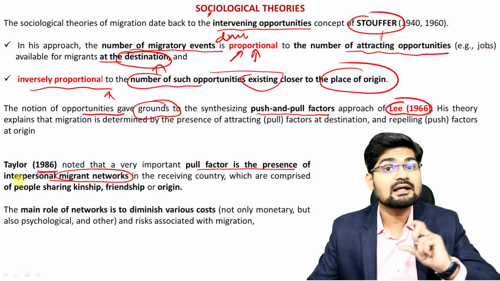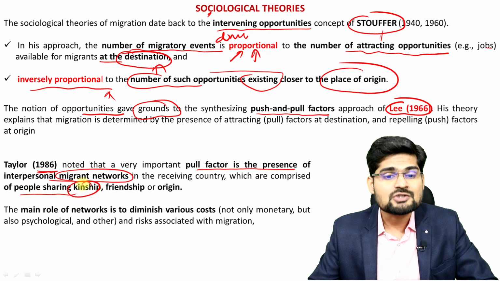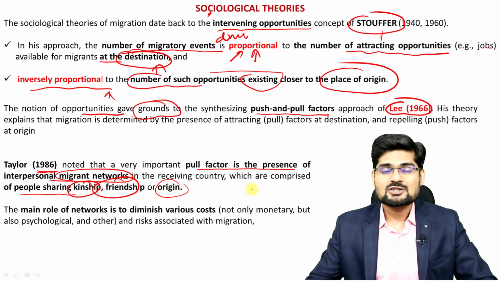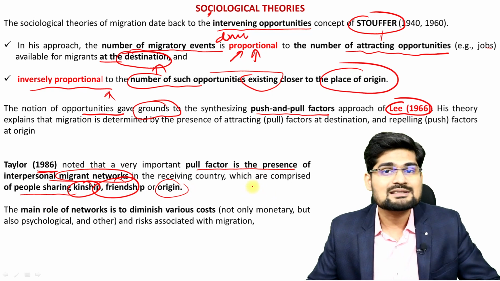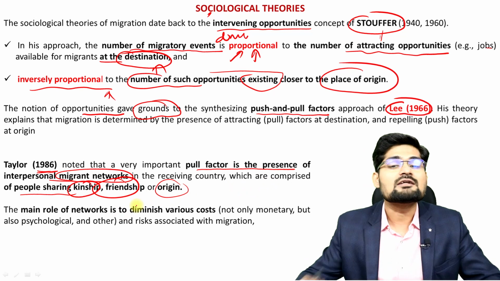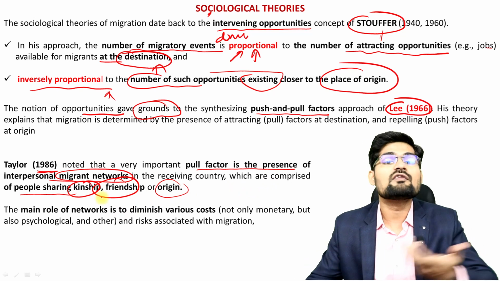So it talks about the networking of the migrants, which basically means people sharing kinship, friendship, right, on the basis of their origin and several other things. So this is where the next work was done in the 1980s by Taylor, which is basically talking about the interpersonal relations between the migrants, right, and the further influence on the waves of migration.